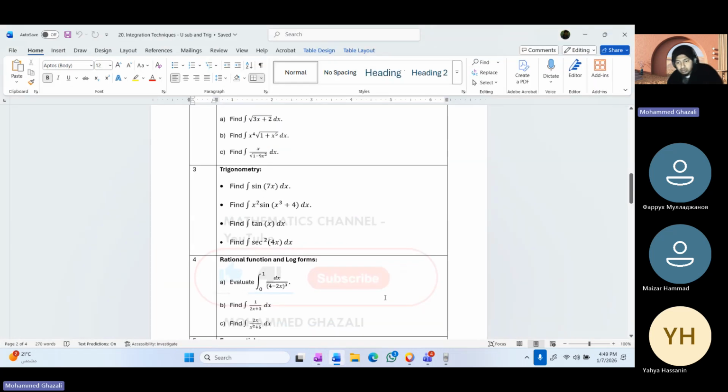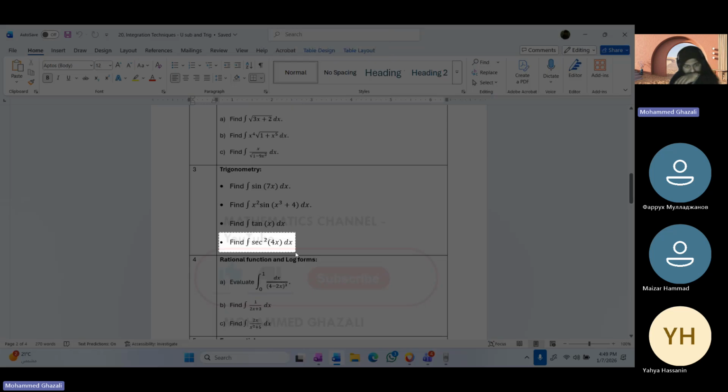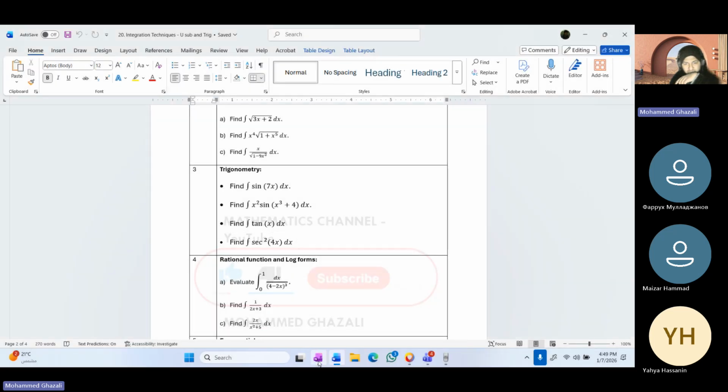Moving on to this one. What's happening here? The fourth question. What's happening here in this trig? All right, let's see.